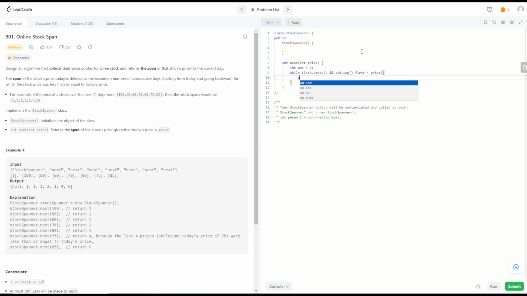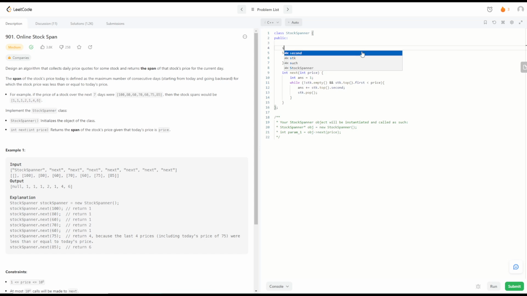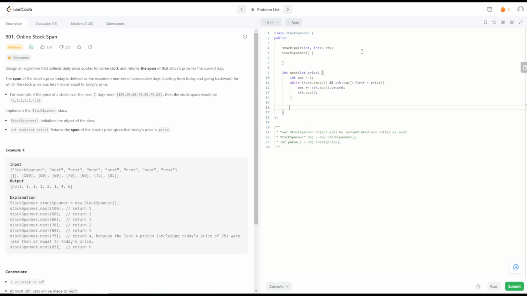If that's the case, I need to say answer plus equals the stack's top dot second. Actually, I forgot something: stack dot pop. I take it out. I also forgot to define this stack. I need to define it as a pair of int and int. The first value in my pair is the actual price. The second value is the count. Now it's making more sense.